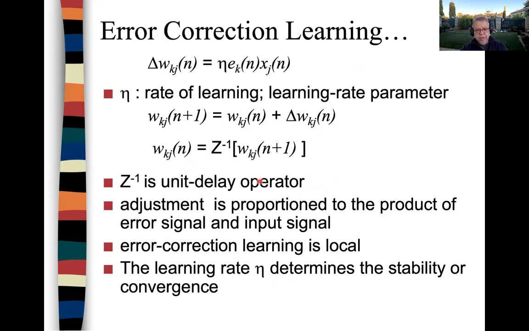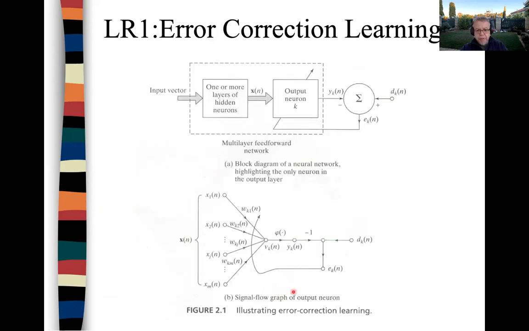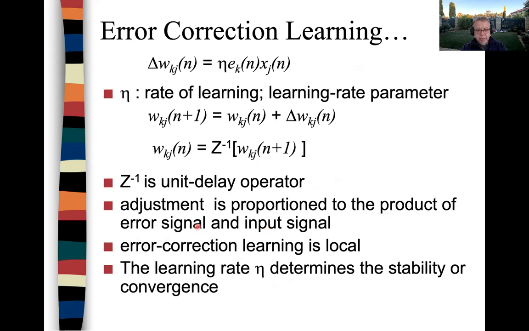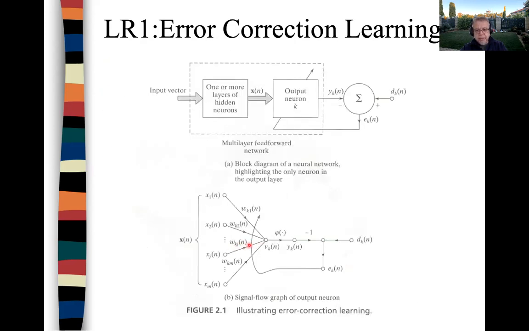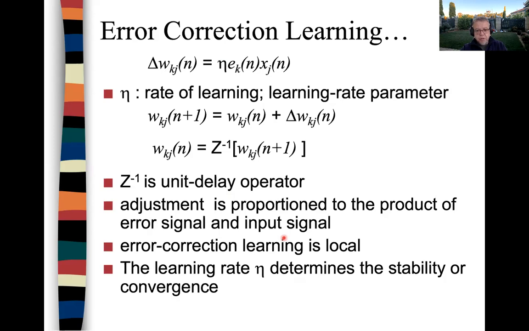You can include a unit delay operator if you're worried about the feedback time of your signal. The adjustment is proportional to the product of the error signal and the input signal. So delta W is proportional to the error signal times the input signal, just like what we saw for the general learning rule. Error correction learning is local, meaning that it's just for this weight. When you want to change this weight, you don't take care of anything else. The learning rate eta determines the stability or convergence, so again, how fast you reach convergence.